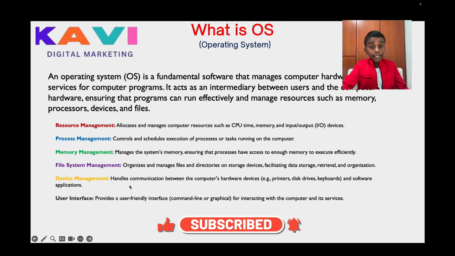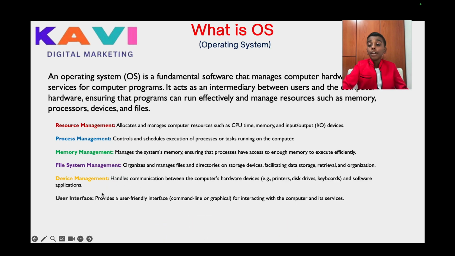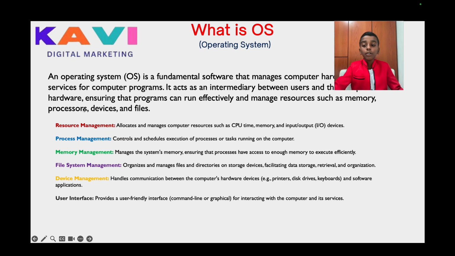So now, what is an OS, an operating system? An operating system, OS, is fundamental software that manages computer hardware services for computer programs. It acts as an intermediary between users and the computer hardware, which ensures that programs can run efficiently and manage resources such as memory, processor, devices and files.